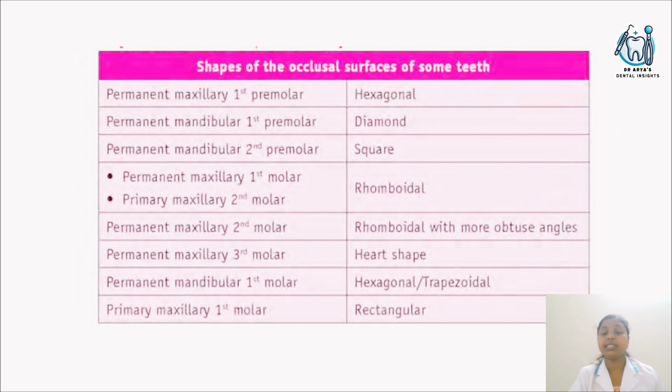Then the shape of the occlusal surface of some teeth. Permanent maxillary first premolar, it is hexagonal. Permanent mandibular first premolar, it is diamond. Second premolar, it is square. Maxillary first molar, rhomboidal. Maxillary second molar is also rhomboidal, with more obtuse angles. Maxillary third molar is heart shape. Mandibular first molar is hexagonal or trapezoidal, and mandibular second molar is triangular.